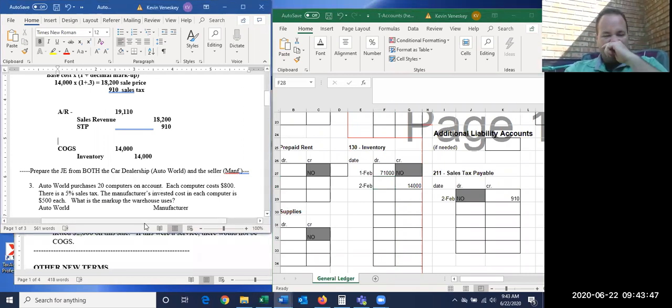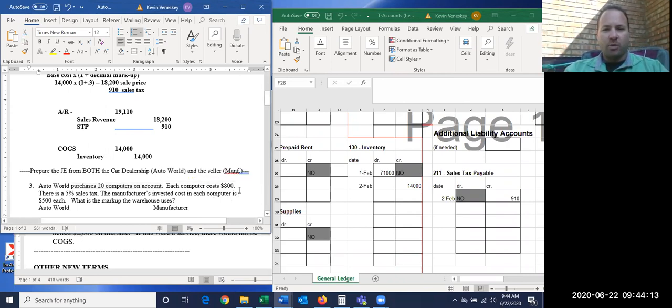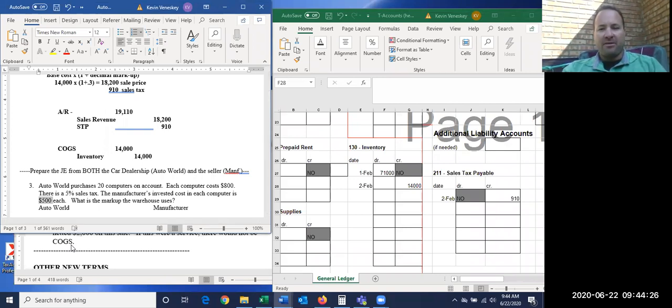All right, Auto World. So now we're, again, the buyer. We bought inventory in number 1. We sold inventory in number 2. Now we're actually buying equipment in number 3. It works the same way as buying inventory, same process. So we're buying 20 computers on account to help our business run. Each computer costs us $800. That's what the manufacturer is selling it for. There's a 5% sales tax, and from the manufacturer's point of view, it costs them $500 to make the computers.